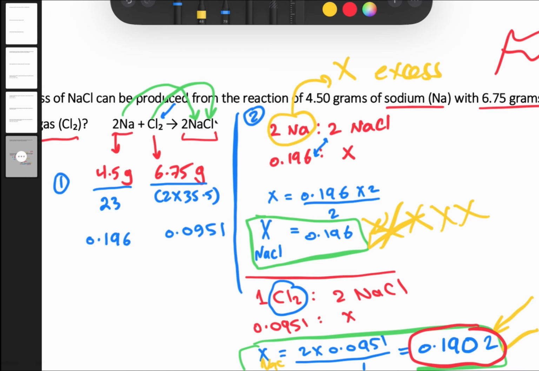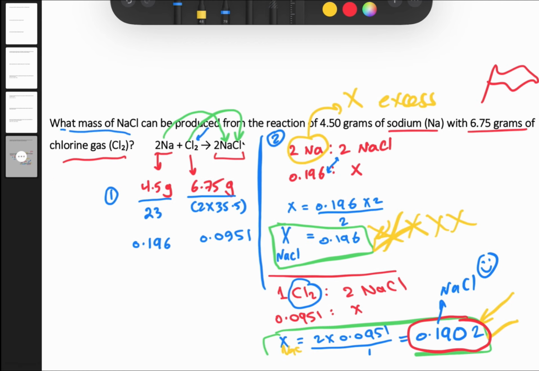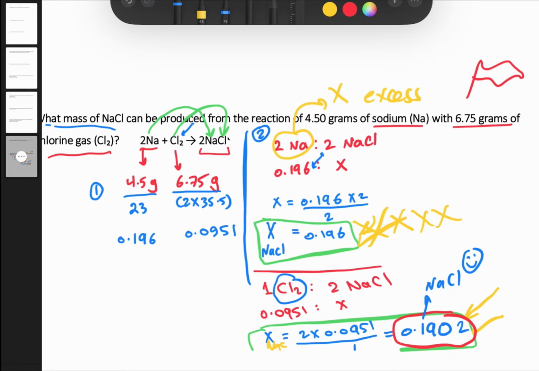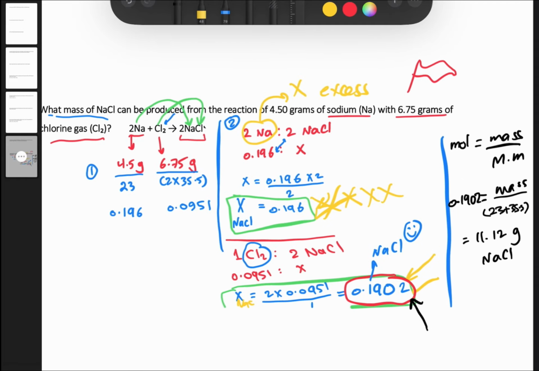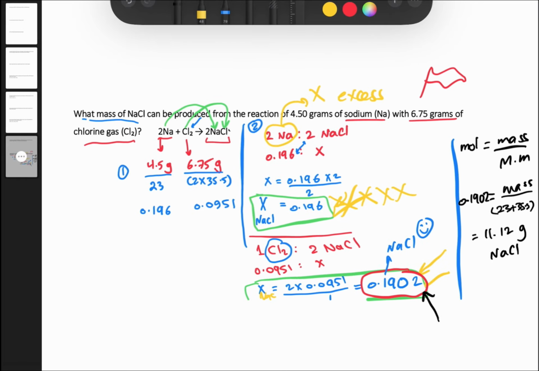Great. Now I have the moles of NaCl. I'm so happy. But if you go to the question, it's asking you about the mass of NaCl. So we didn't finish. You have to do another step. The mass of NaCl is equal to 23 plus 35.5, and then the answer is equal to 11.12 grams of NaCl.